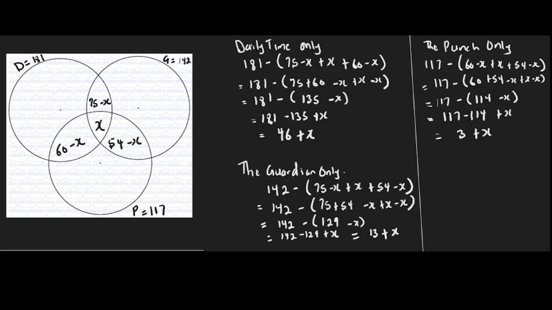So now we have 3 plus x for the Punch only. Now fixing this back into the Venn diagram so that it can look very meaningful. We are going to now have, for Daily Times only, 46 plus x here. For the Guardian only, we are going to have 13 plus x here. Then for the Punch only, we are going to have 3 plus x here.